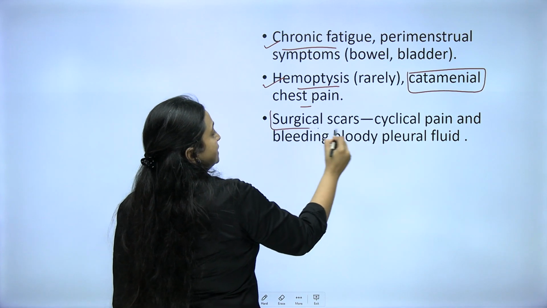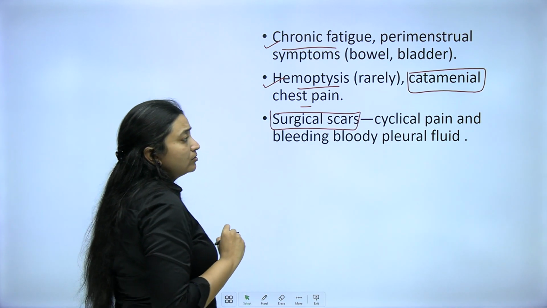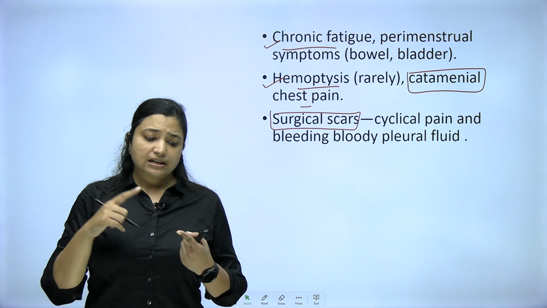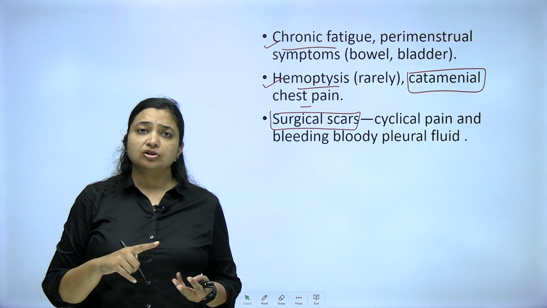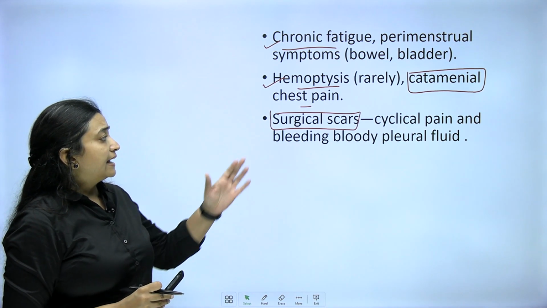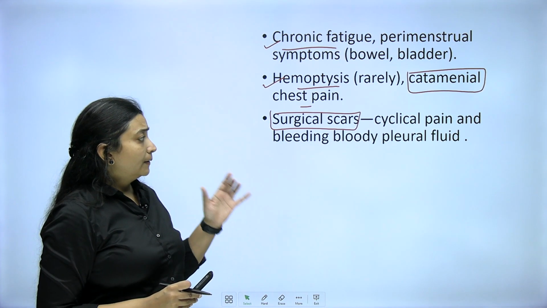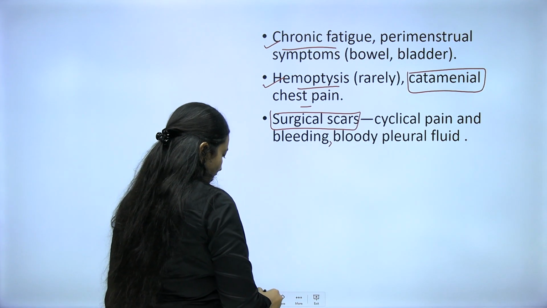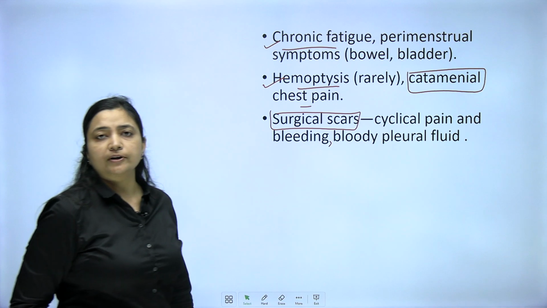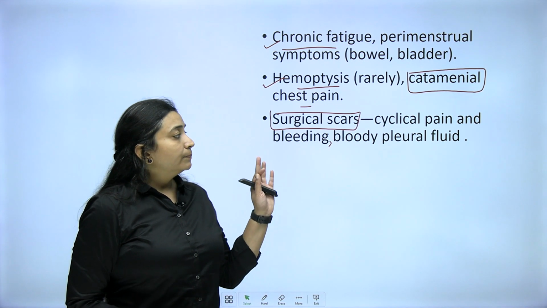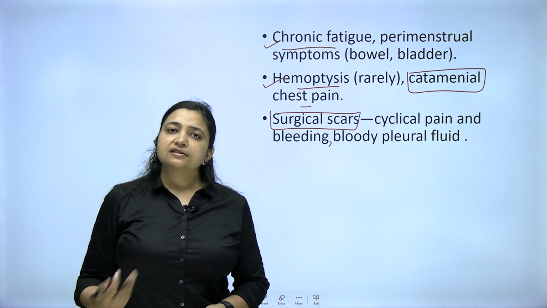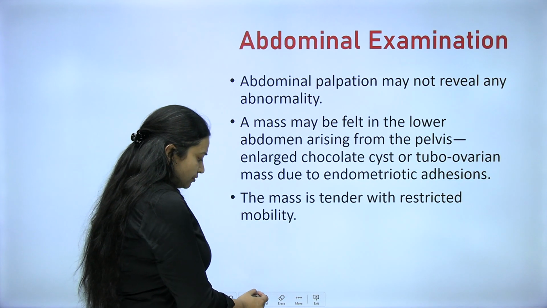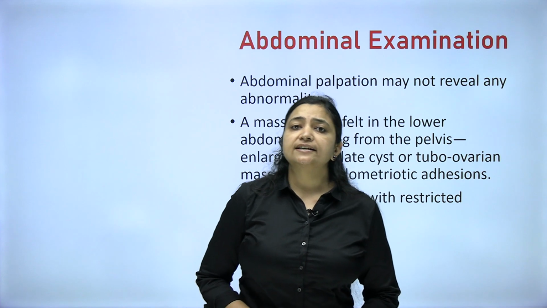Now coming to the surgical scars, as I discussed, endometriosis can be present at surgical scars, mainly at the scars of episiotomy, C-section or hysterectomies. So it will be cyclical pain and bleeding from those sites, or bloody pleural fluid tap can be obtained in cases of pleural endometriosis, right? So depending on the site involved, other symptoms may also evolve. Now I finish off with symptoms, that is what you elicit in history.